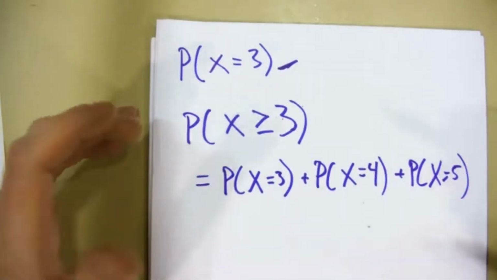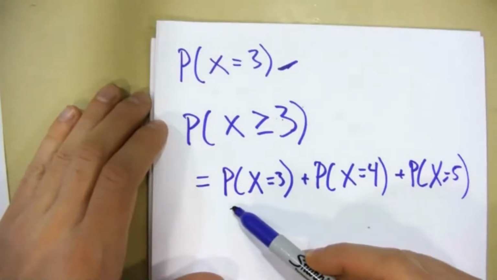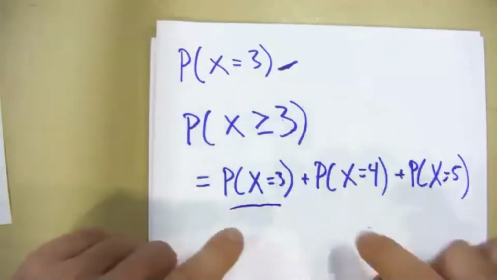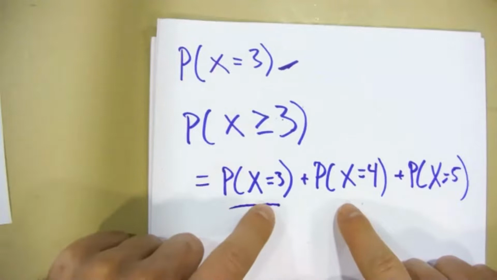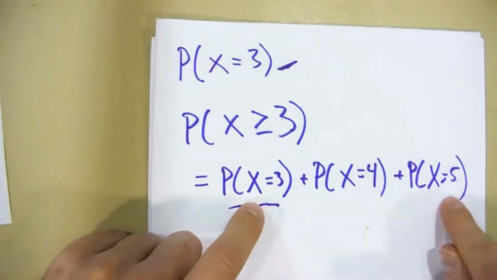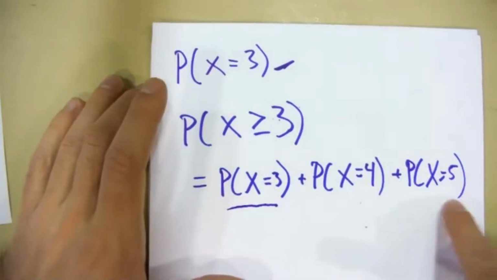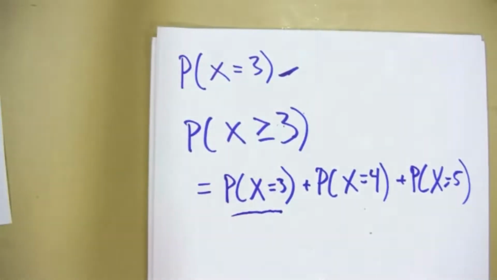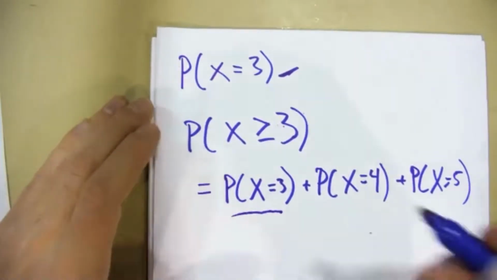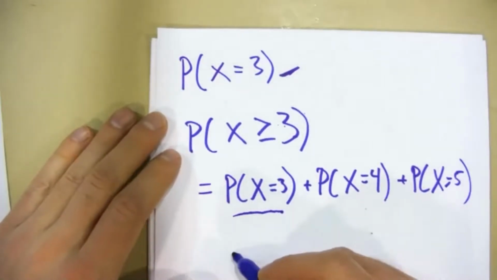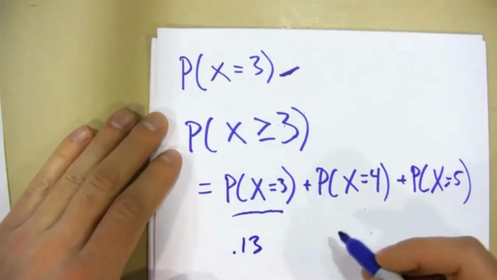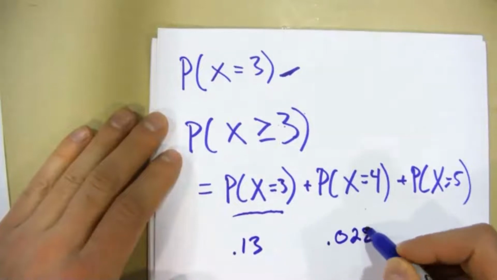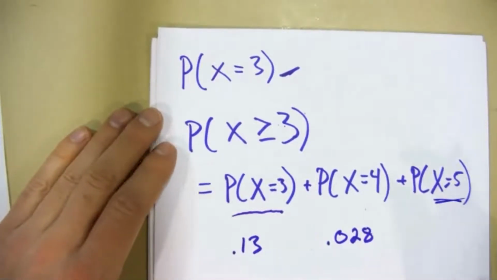And now, yeah, it's a little bit of a pain because every time I want the probability x is exactly equal to one number, I basically have to use that binomial equation one, two, three times, right? With three different x values. So this is a little bit of a pain, but we can do this. In fact, we already found these. The probability of 3 was what? 0.13. The probability of 4 is 0.028. So now let's just do x is equal to 5.